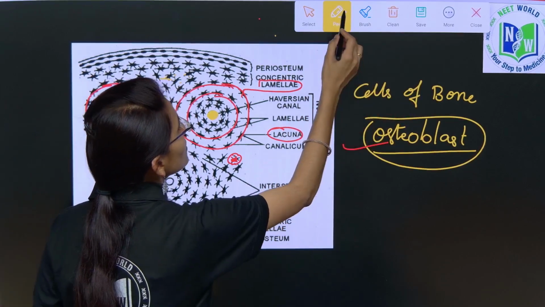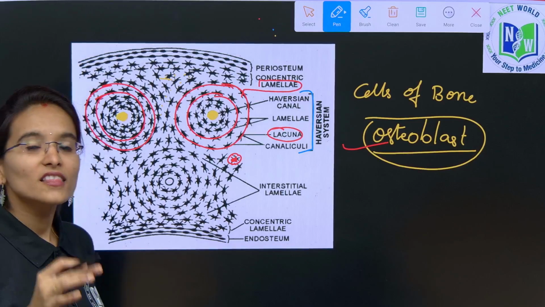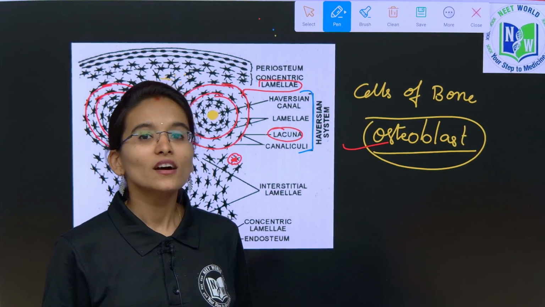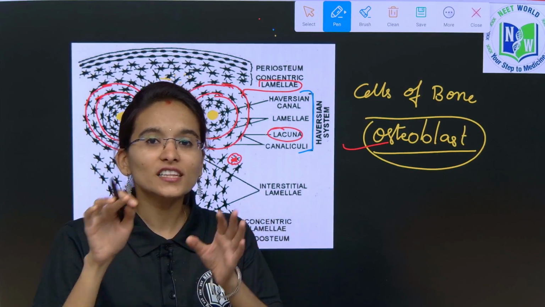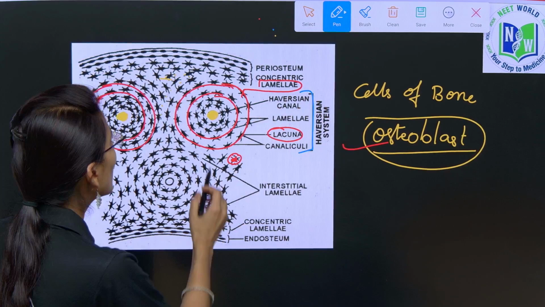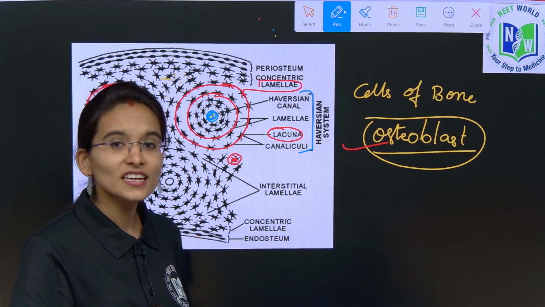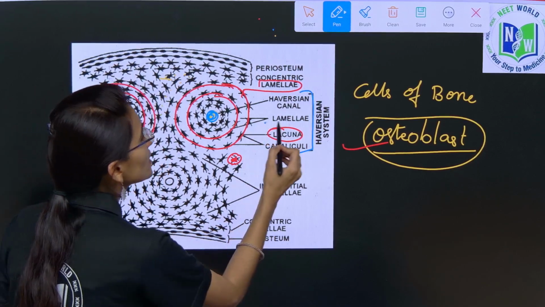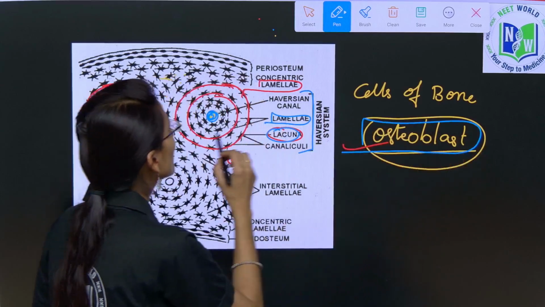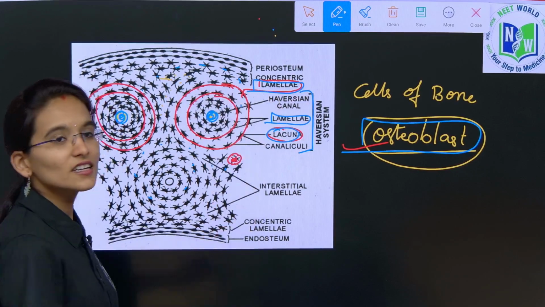Are you getting my point, children? So this is the Haversian system. The Haversian system contains the Haversian canal, along with the concentric lamellae, lacunae and osteoblasts. All these together are called the Haversian system, and in the middle portion we can find the Haversian canal. The Haversian canal is surrounded by these lamellae, lacunae along with the bone cells called osteoblasts, and the entire matrix here is present in the form of lamellae. Clear with the concept, children?